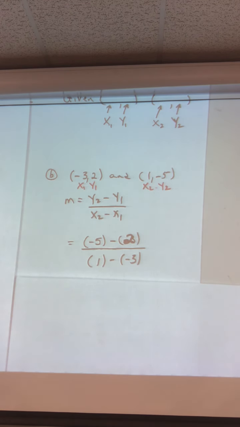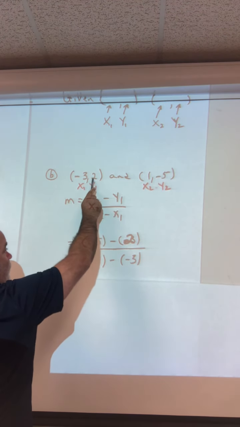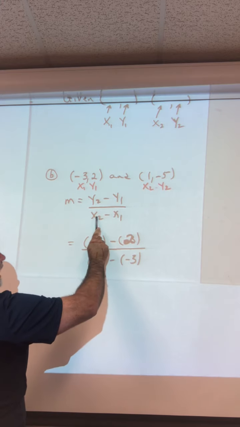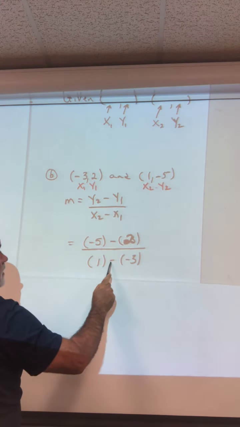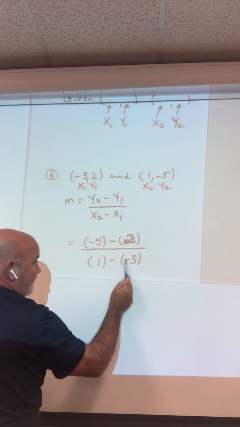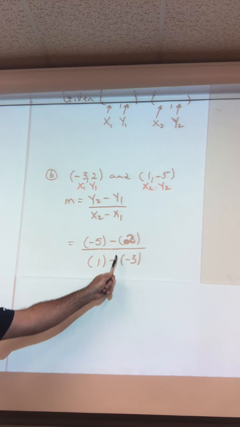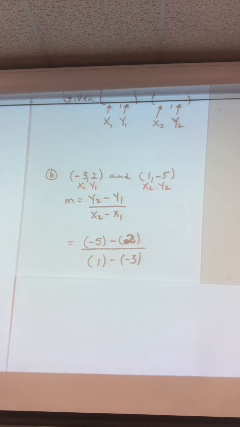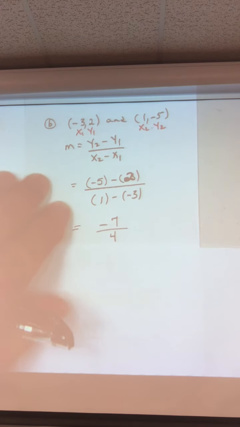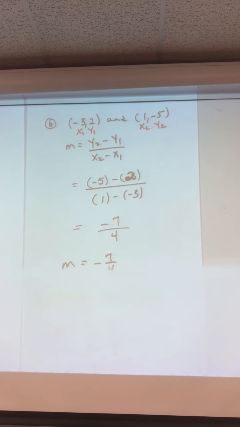Now be careful here. Y2 is -5 minus Y1 is 2, over X2, which is 1, minus X1, which is -3. Yes, you have to put 2 negatives. Well, we talked about that in the very first section. Double negatives give me a what? Positive. So this is going to be -7 over 4. And that does not reduce, so that is my answer.